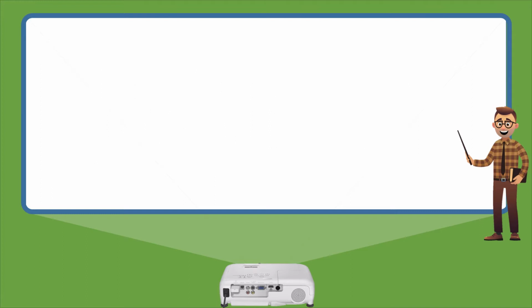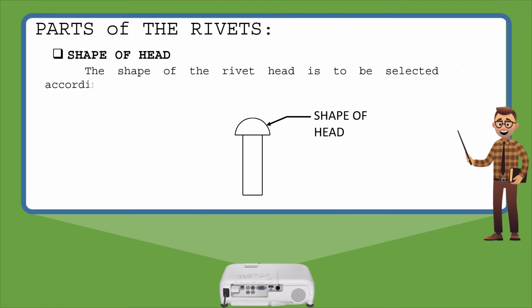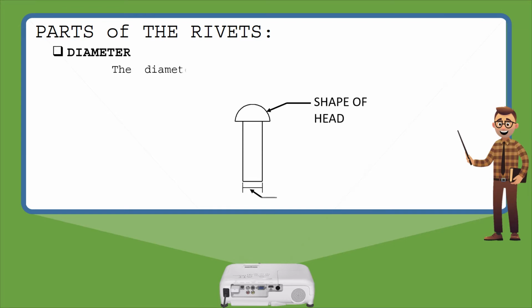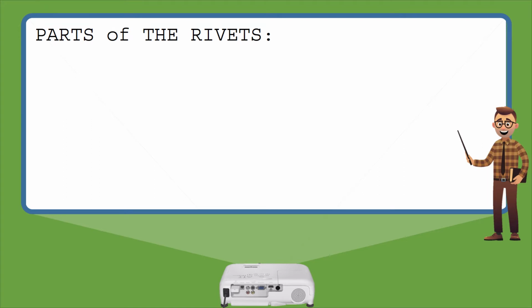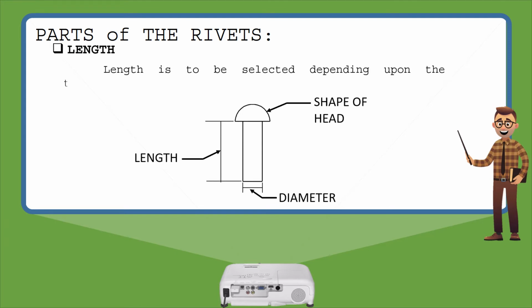Next, we are going to discuss the parts of the rivets. The first one is shape of head. The shape of the rivet head is to be selected according to the intended use of the workpiece to be riveted. The second one is diameter. The diameter is to be selected depending on the required strength. And the third part is length. Length is to be selected depending upon the thickness of the components to be riveted.